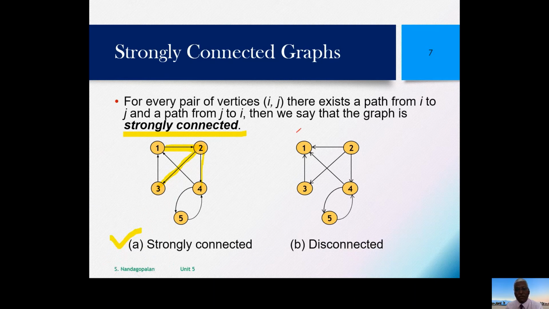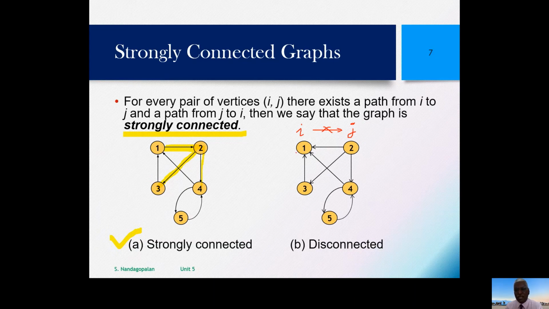Yeah, so this may be I and this may be J. See, J to I can travel, 2 to 1 I can travel, but I to J I cannot travel because there is no way, like there is no outgoing edge from I.